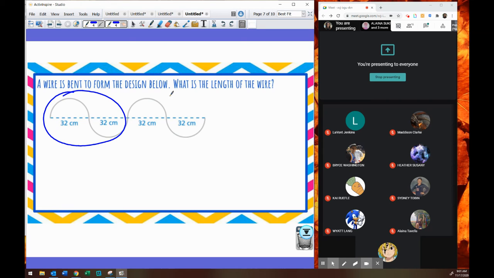Yes. Same thing here. So if we want to know the length around a circle, what do we call it? Circumference. So we're looking for the circumference, which we do pi times what number? What number do you need to know for the circumference? Diameter. Do we know the diameter of a circle here? Yes, 32. So what's the circumference?